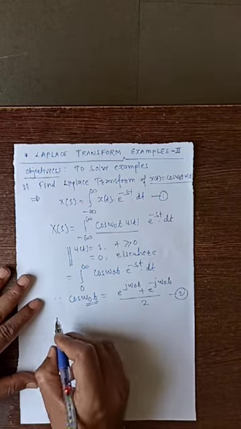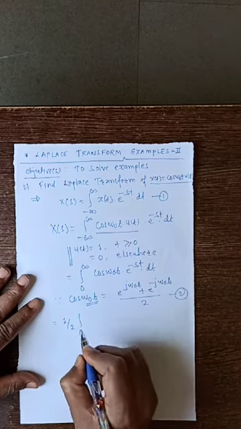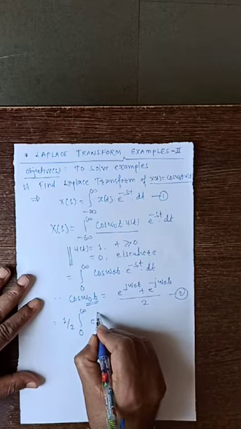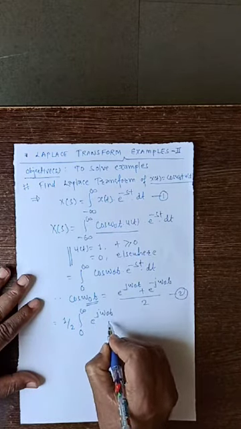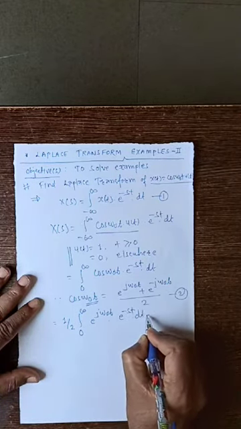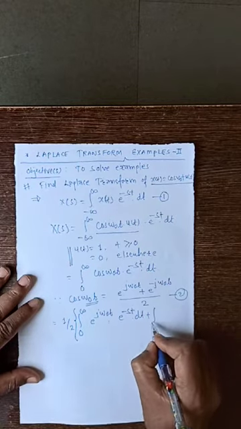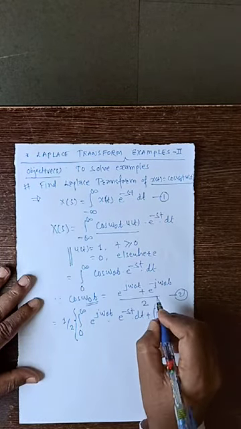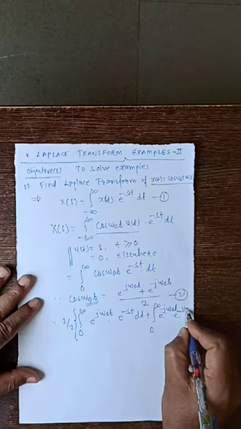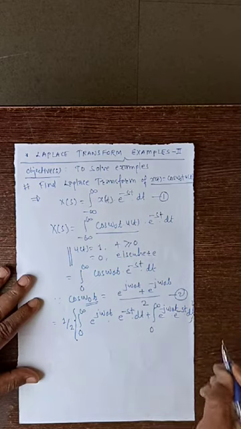We use the linearity property and take this half outside the integration and put the remaining values, 0 to infinity, of e raised to j omega naught t into e raised to minus st into dt, plus, so the total bracket is like this, 0 to infinity, the second term e raised to minus j omega naught t e raised to minus st into dt. Bracket complete.